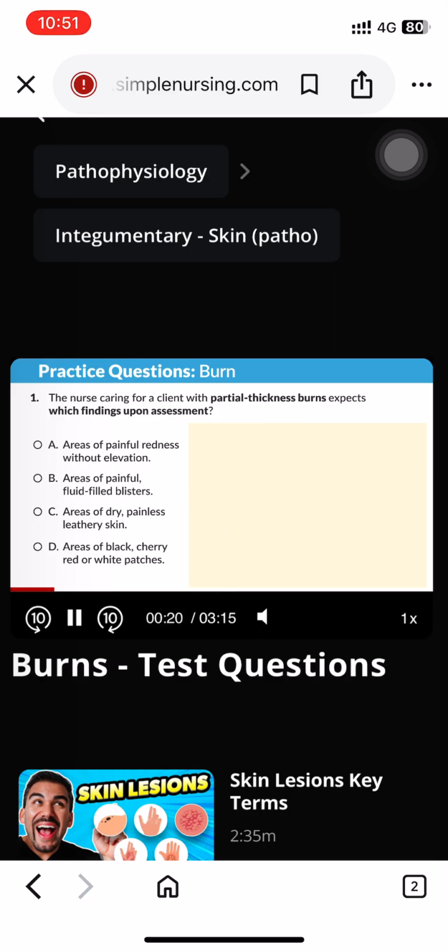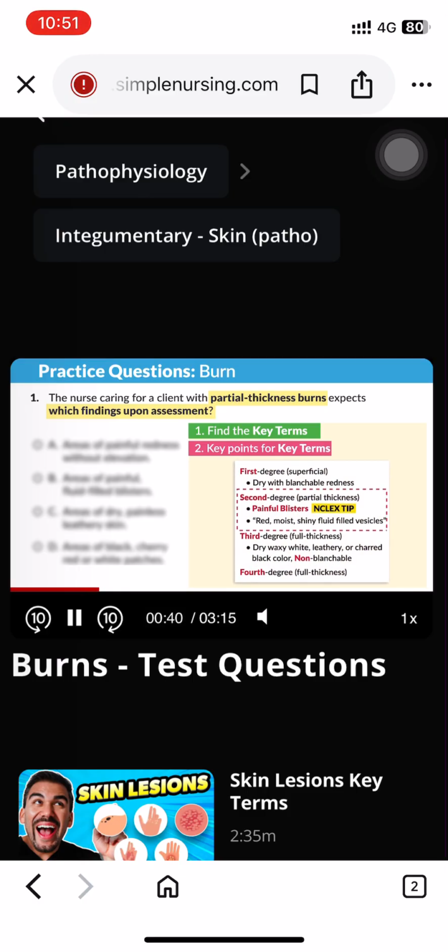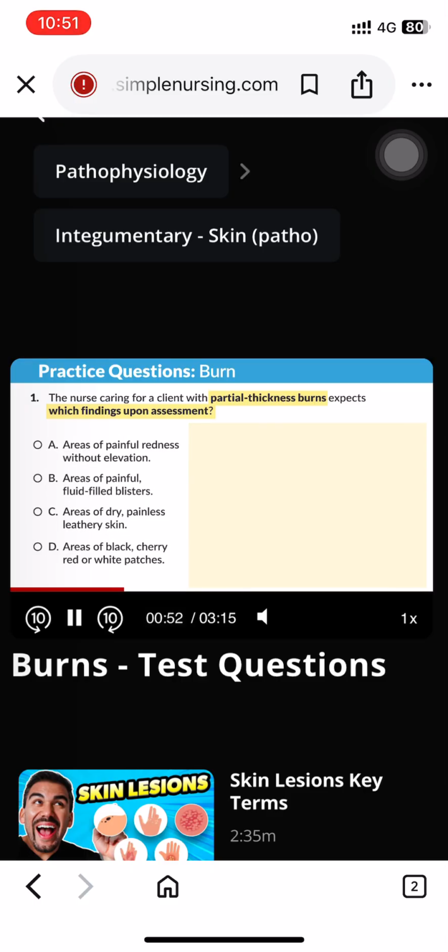Okay, let's break it down, following the question breakdown strategy. So number 1, first look at the key terms in the question. Partial thickness burns, and the question is asking for which findings upon assessment. So the second thing is think of a few things you know about those key terms. Remember from the full video, partial thickness means second-degree burn. So painful blisters with key terms here: red, moist, shiny, fluid-filled vesicles. Basically, blisters. Okay, now let's look at the options.